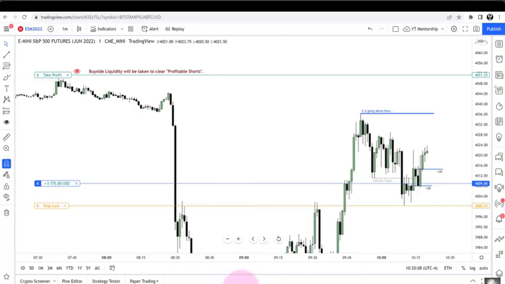Now, this is one of those instances where you're looking for price to kind of like drive higher. You want to do it in like big candles, speed, delivery right to where you're looking for.